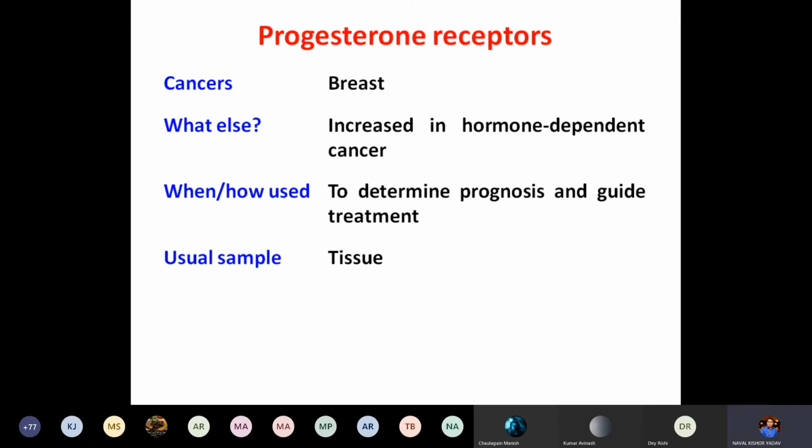Another receptor, the progesterone receptor, is also done for breast cancer, and this is also increased in some other cancers which are hormone dependent. And here also you have to use the tissue sample to know the level of progesterone receptors, and it is used for breast cancer.